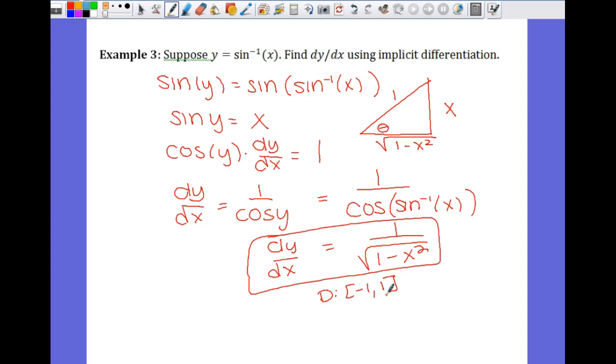Is my table up? Yeah, it has equal to it. Because this is the derivative of the inverse, not just the inverse, the domain is a little bit even smaller. It can never be bigger. It can always be smaller.